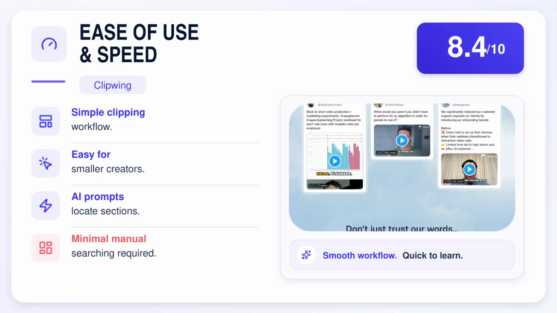For ease of use and speed, Clipwing receives an 8.4 out of 10. The clipping workflow is simple enough for smaller creators and teams to understand quickly. AI prompts can locate specific sections, which means users spend less time scrubbing through the source video. The interface avoids much of the complexity of a traditional editor. It is a useful middle ground for people who want assistance and control without learning an advanced production platform.